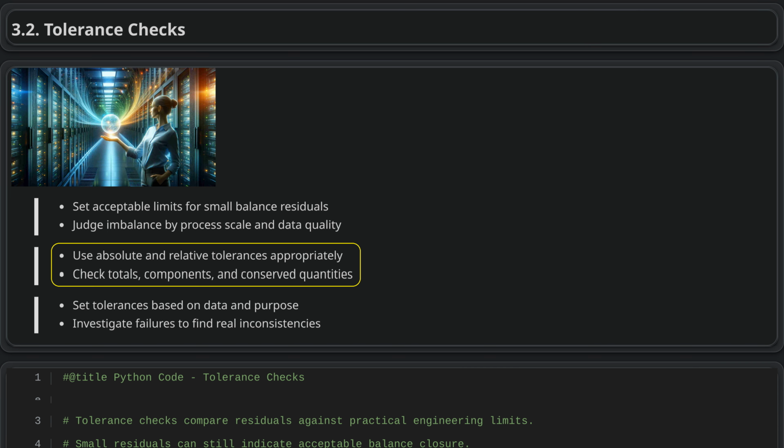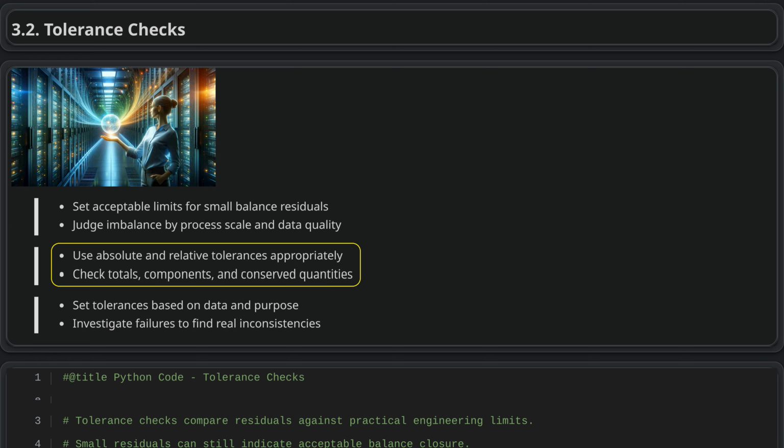When setting a tolerance check, use both absolute and relative tolerance. Absolute tolerance works well for small quantities or limited measurement precision, while relative tolerance is better when stream sizes vary because it judges imbalance compared with the total amount.